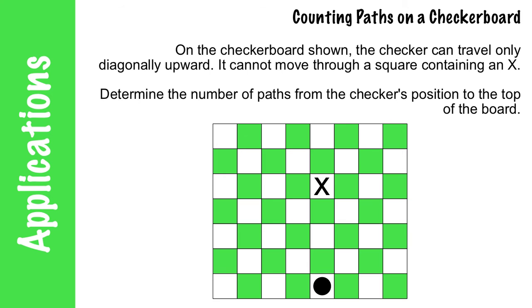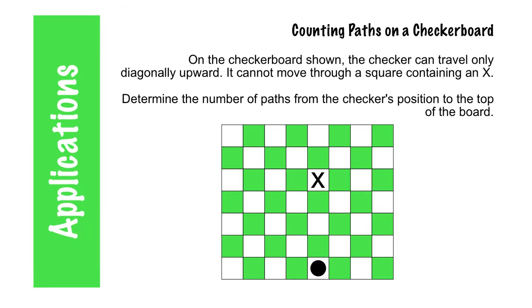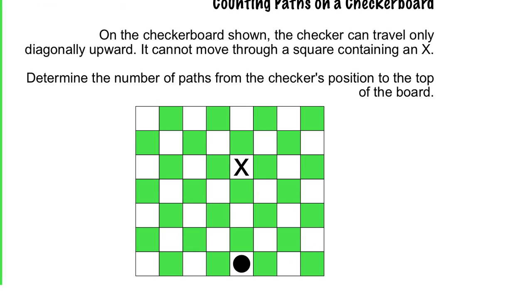My second example is a checkerboard. And in this scenario, the checker can only travel diagonally upward. It cannot move through the square containing an X, so determine the number of paths from the checker's position to the top of the board.